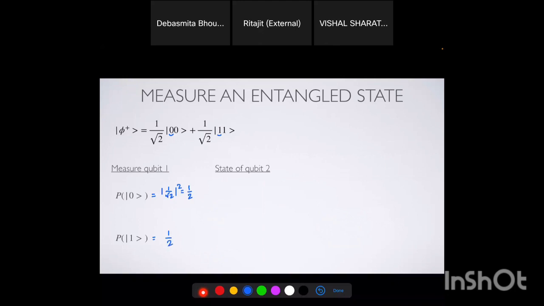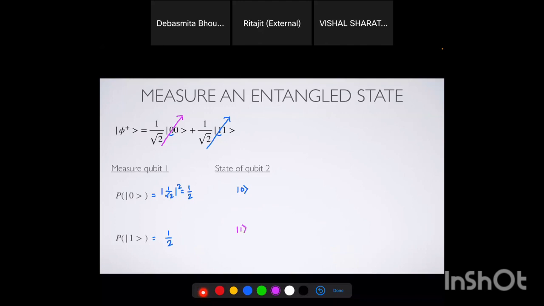Fine. What is the probability of getting 1? Also half. So we saw just before that if we measure the first qubit, nothing happens to the second qubit. But here, if I get the outcome 0, then I cannot have the outcome 1. So this entire thing gets ruled out. So now your qubit is also in state 0. On the other hand, if I get the outcome 1, then I cannot have the outcome 0. So this entire thing is ruled out, and you are left with this outcome 1.